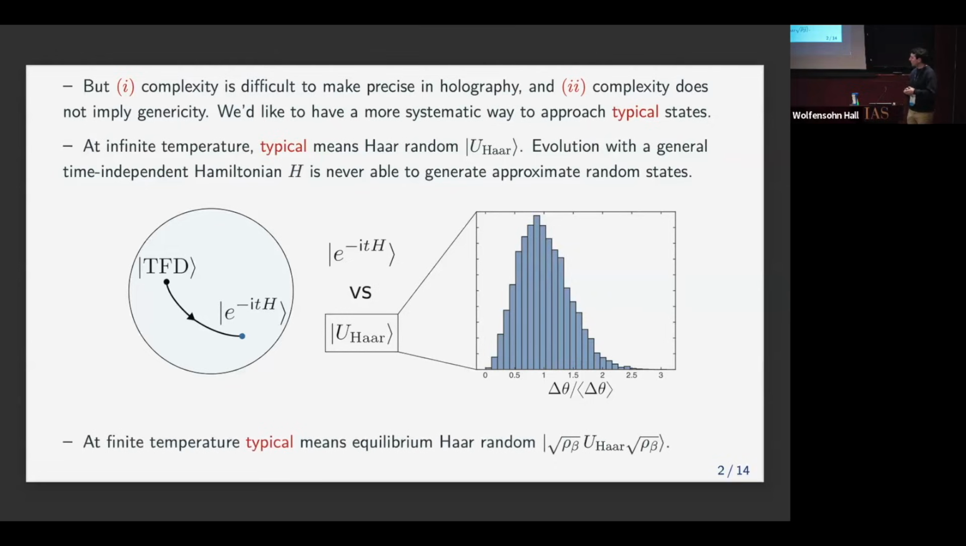So in order to apply these considerations to black holes, we need to define a finite temperature version of what typical means. So here I will just take my Haar random unitary and sandwich it in between two factors of the square root of some equilibrium density matrix, which for all purposes you can take as the canonical Gibbs state at some temperature. So the Choi state of this operator is what I will be calling typical at finite temperature. Okay.